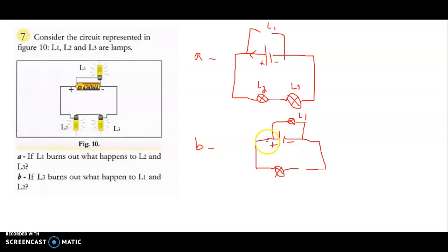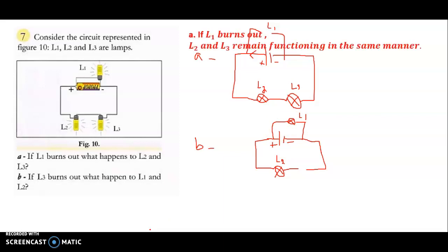So does the current have a closed pathway to go through L2? No, it doesn't find a closed pathway. That's why L2 doesn't glow. However, let's check the branch through which L1 is connected. The current coming out of the positive terminal of the battery goes through L1 and finds a closed pathway. That's why L1 glows. So we say A, if L1 burns out, L2 and L3 remain functioning in the same manner. B, if L3 burns out, L2 turns off because it is in series with L3, and L3 acts like an open switch.